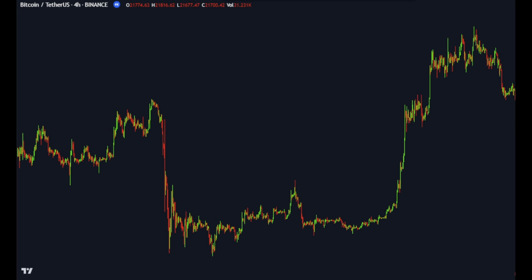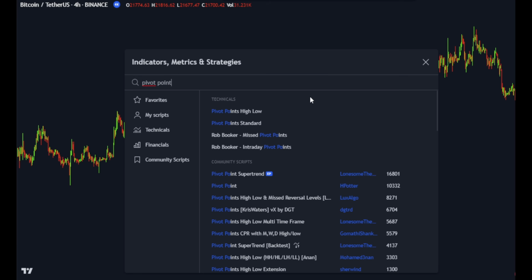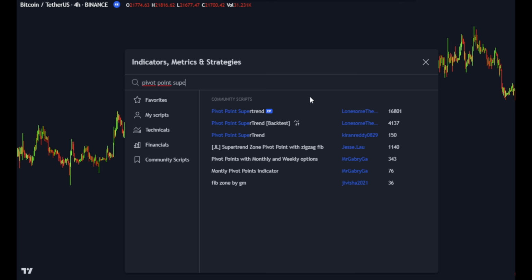Now that you are here, we are going to explain the indicators that we need for this trading system. First, we are going to add the indicator called Pivot Point Supertrend created by Theblu. And we are going to modify the indicator.